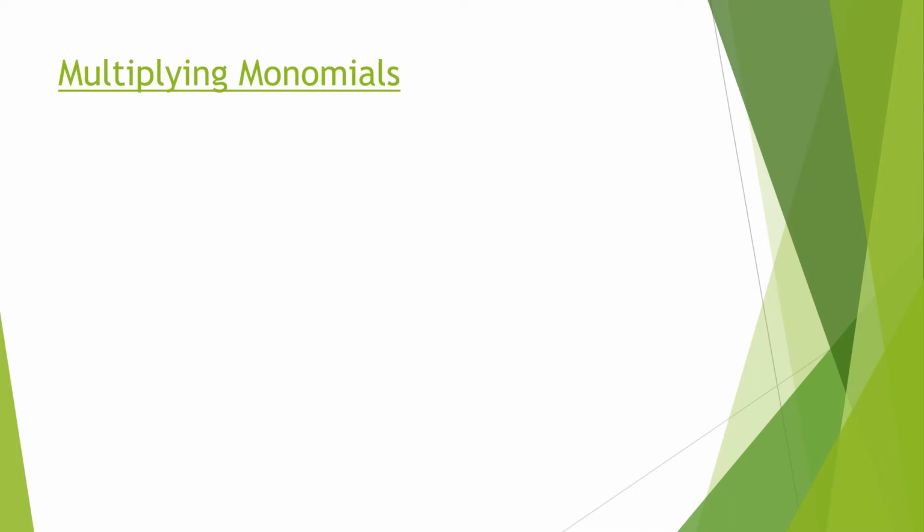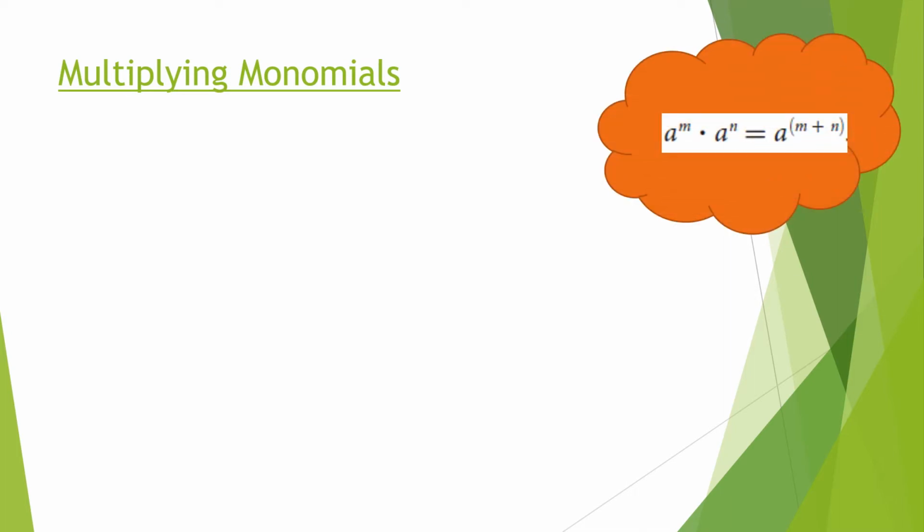First, multiplying monomials. You have to remind yourself with this: a power m times a power n equals, we have to add the powers. So if I have the same variable, I'll add up the powers. So it will be a power m plus n. Okay? So find each product, please.